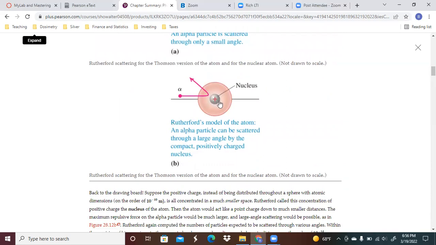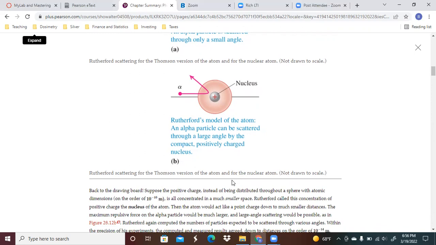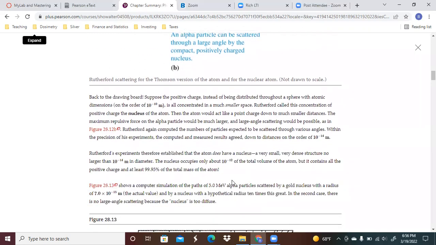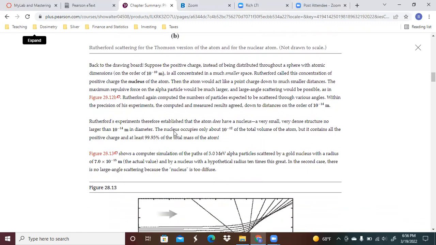If, however, everything is concentrated at the center, you can get that kind of result. And that's the experiment. That's what he was trying. That's what the experiment showed him, that this is the only way that you're going to be able to have results like that. And that's what this paragraph here is going to be discussing.